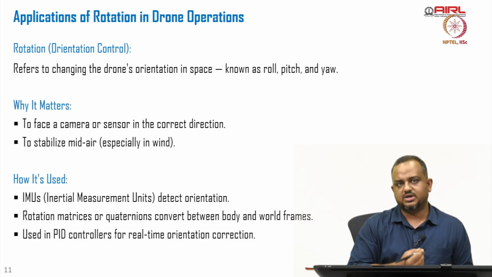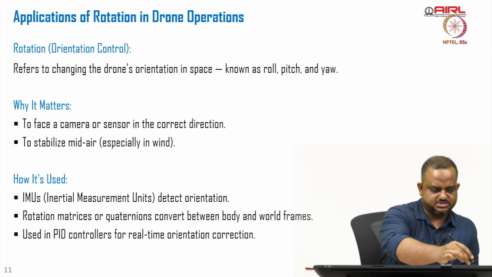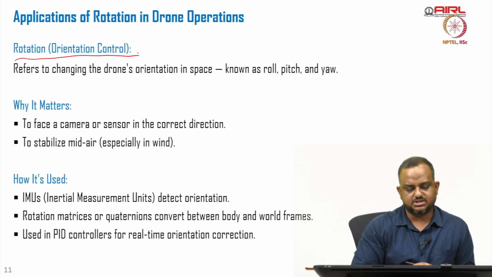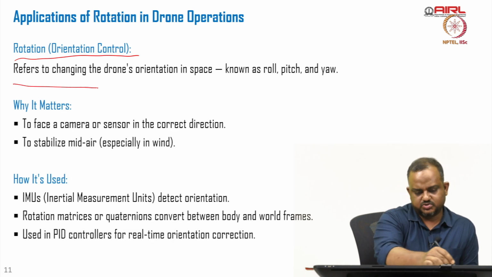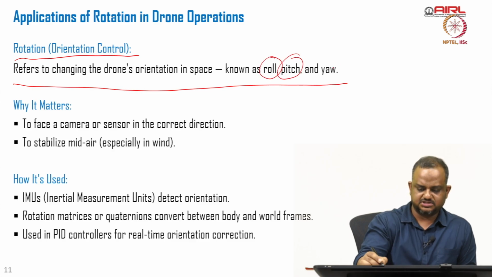So when we talk about linear transformation, the first one, that is rotation, it is a kind of orientation control in drone operation. What does that mean? It refers to changing the drone's orientation in space in terms of roll, pitch and yaw.